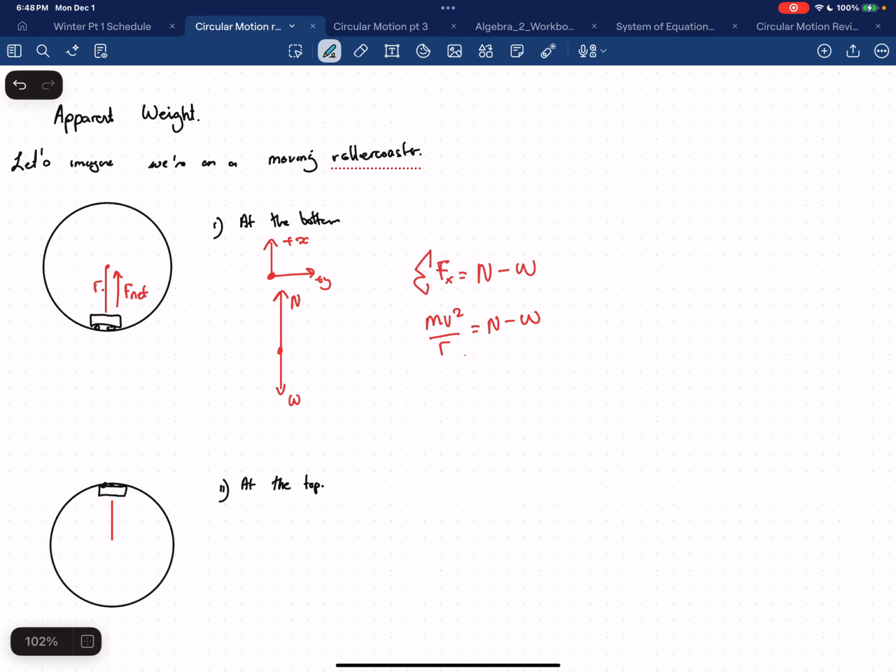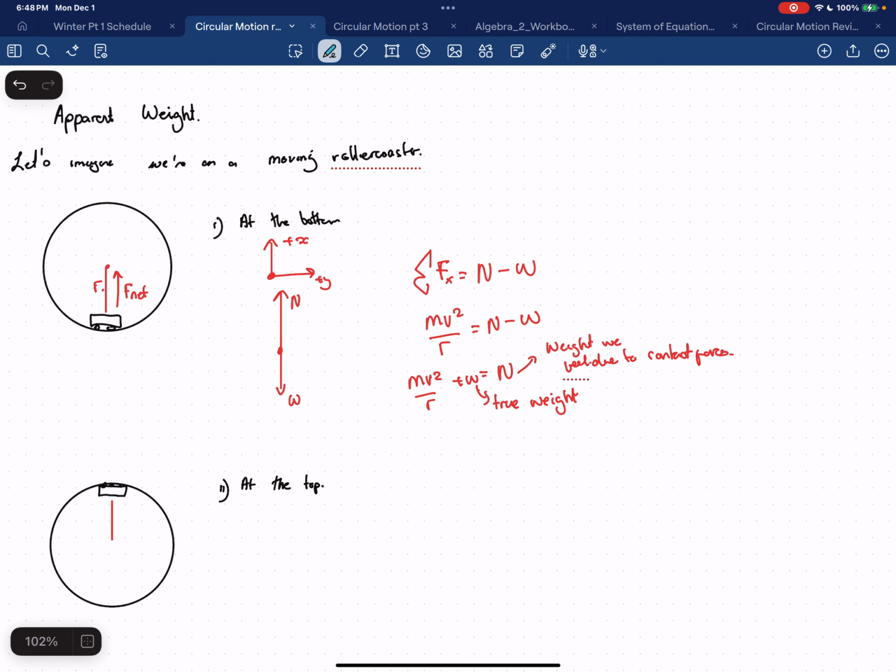All right, N minus weight. And now I want to find the apparent weight, so I solve for the normal force. So normal force is going to be equal to mv squared over r plus weight. Now notice that this W here is our true weight. And this one is the weight we feel, it's what we feel due to contact forces.